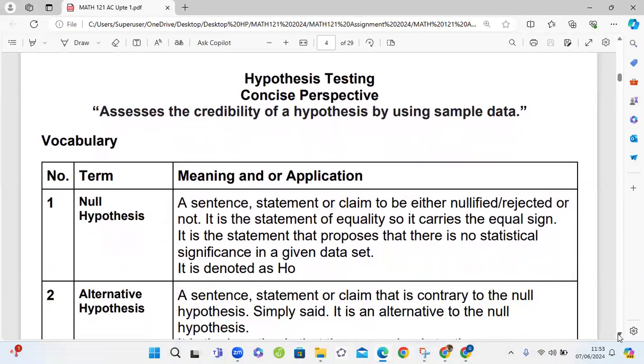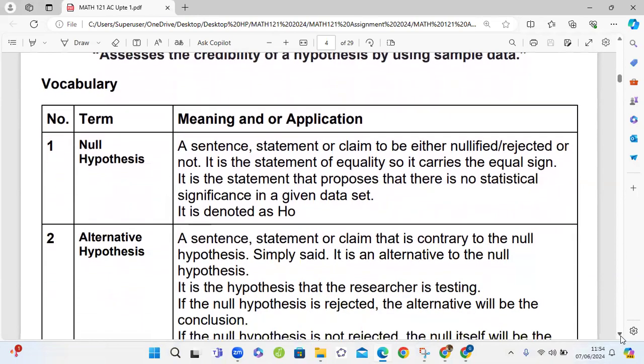Now, as we said, assignment C is on hypothesis testing. Here we have a concise perspective with regards to hypothesis testing. It basically assesses the credibility of a hypothesis by using sample data. So for your vocabulary, these are important terms that you'll be learning.